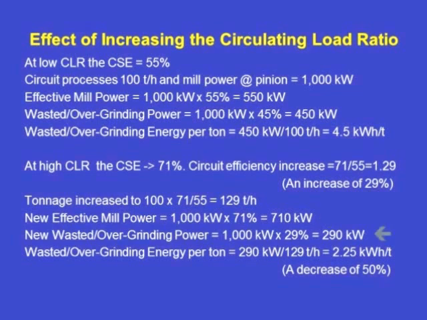Our wasted overgrinding power is 29% of 1,000 kilowatts, or 290, but based on the new tonnage, it's 2.25 kilowatt hours per ton. So we reduced the amount of overgrinding of material that's already suitable size for flotation from 4.5 to 2.5 kilowatt hours per ton by the nature of the beast, a reduction of 50%, no small amount.